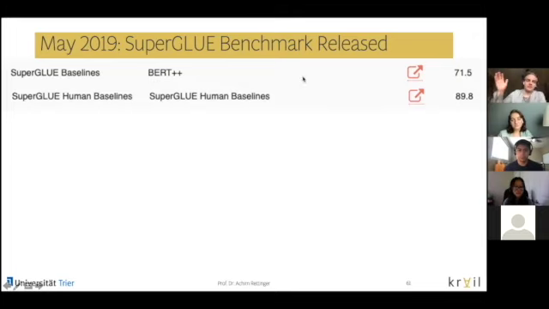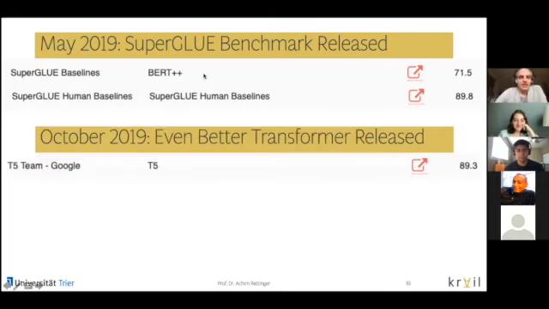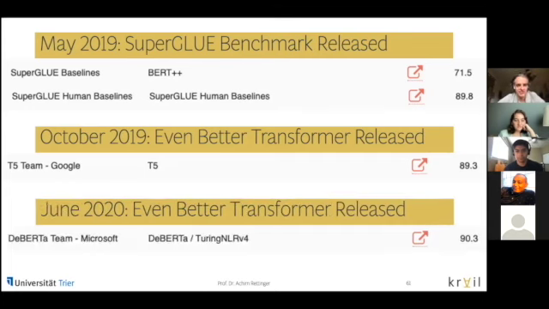So they said, good, humanity is saved. We are still almost 20 points better than the best language model. But then again, only a couple of months later, Google released a huge language model, and they basically had the same performance as the human baseline. And then, I don't know, a year later or something like this, yeah.